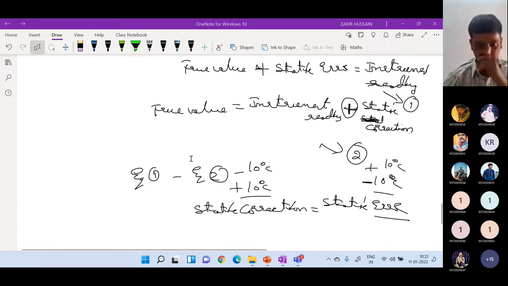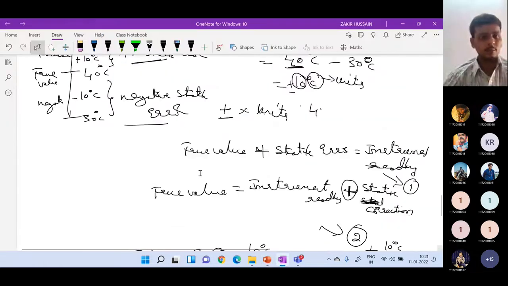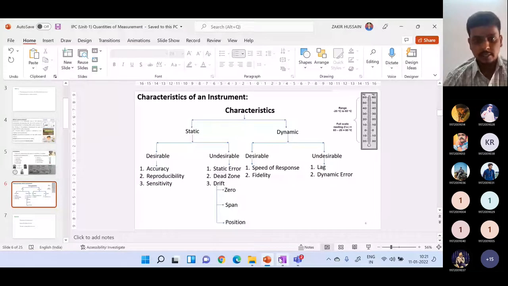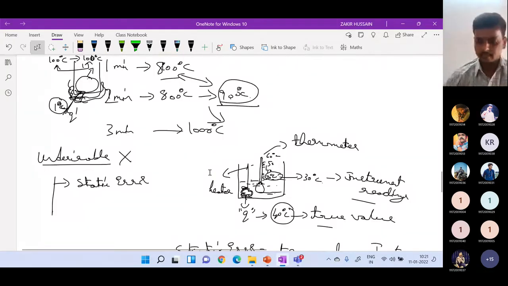Clear, sir. Okay, the next point is dead zone. Before dead zone, it is good to go for drift. After drift only, it will be easy to understand the dead zone. So first, let us give the explanation for drift.